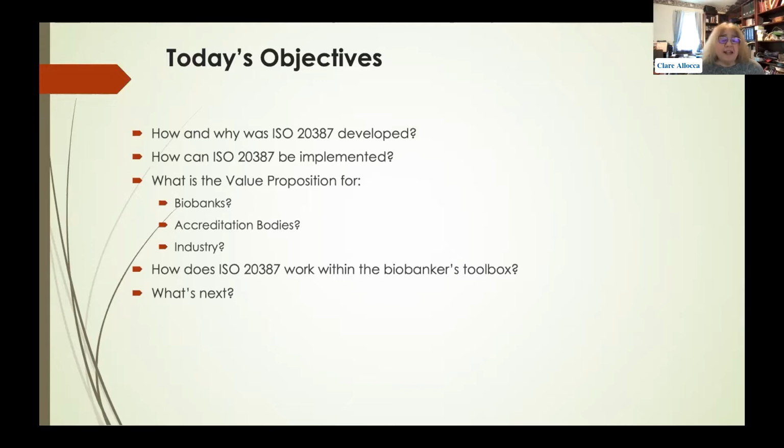And then how does this particular standard work within what I'll call the biobanker's toolbox? I'll explain what I mean by that in a few minutes. And then some items that are in the hopper for what's next.